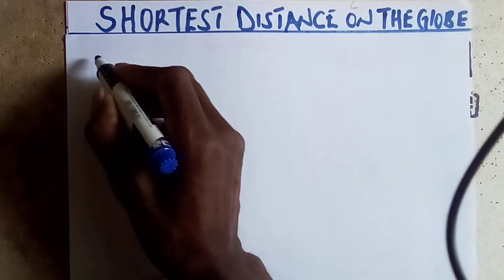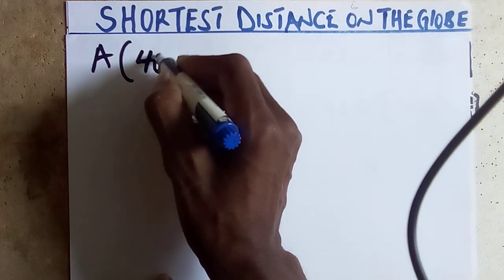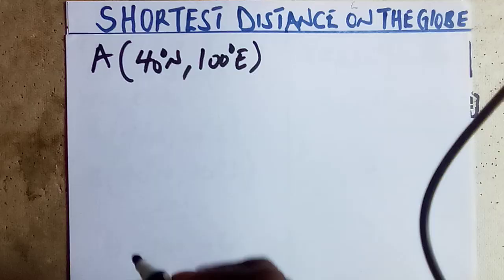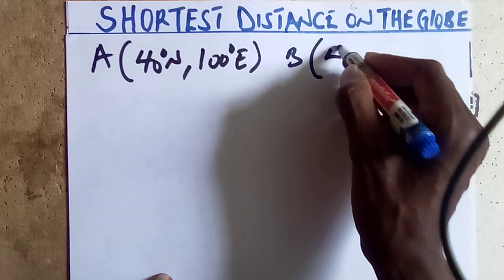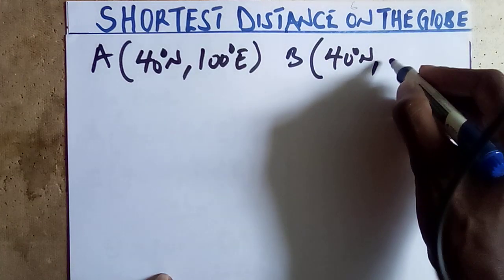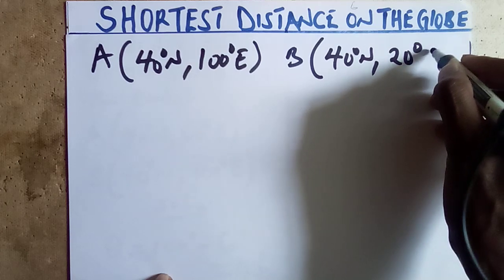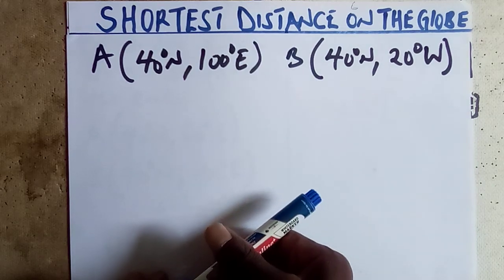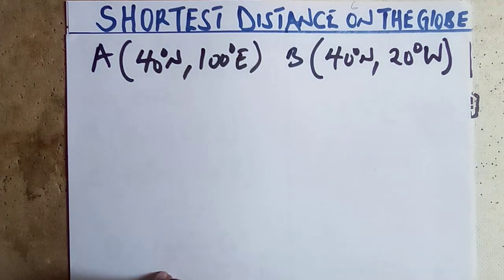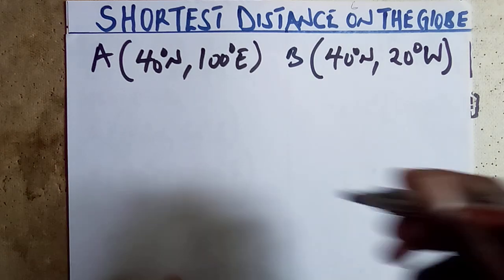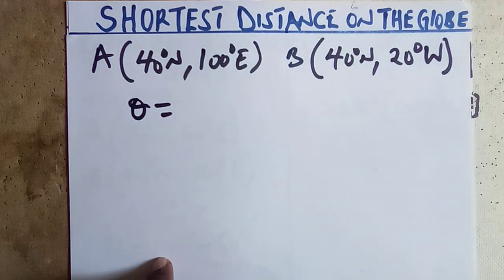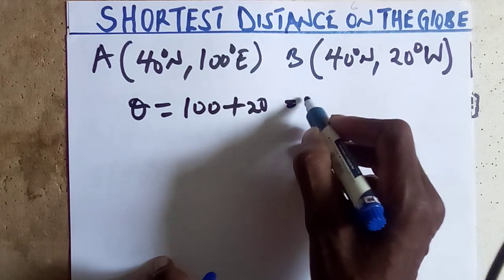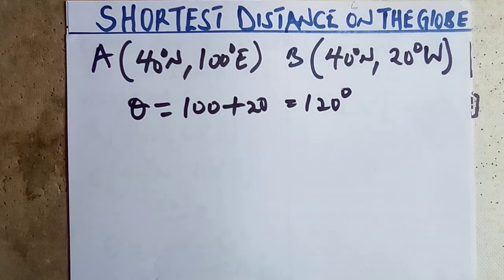Now, I want us to consider this. There is point A, which is 40 degrees north and 100 degrees east, and I have another point B, which is again 40 degrees north and 20 degrees west. Having the two points, realize that they lie on the small circle. First of all, the angle difference for these two points is going to be 100 plus 20, which gives us 120 degrees. That is going to be our angle difference.